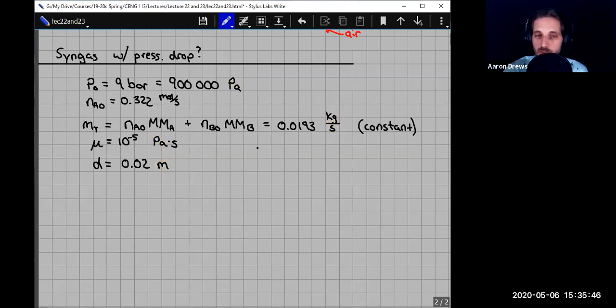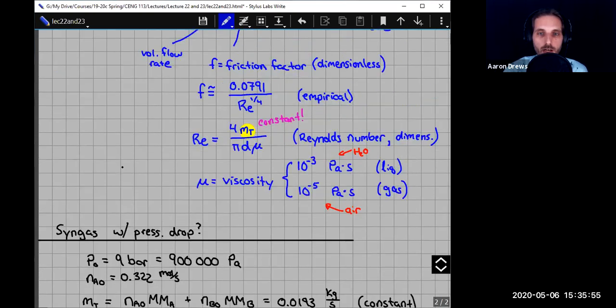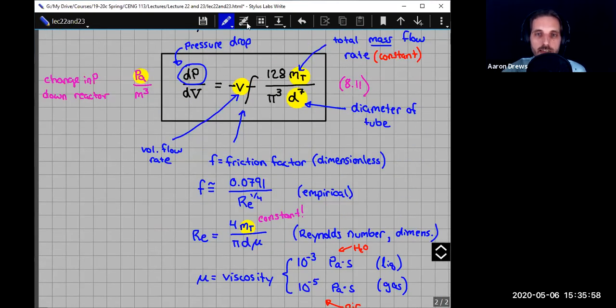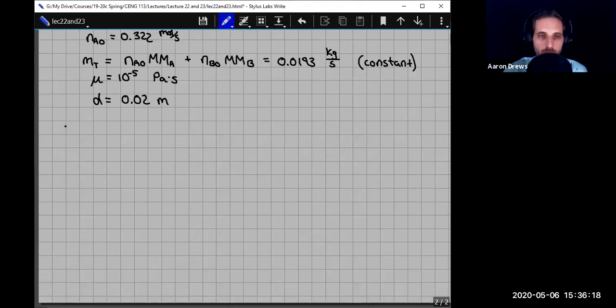I am trying to keep those things in base units because that's going to be helpful when it comes time to check units. So when we're dealing with our friction factor or our pressure drop, it kind of comes in a reverse order. We calculate our Reynolds number, we put our Reynolds number into our friction factor, and then we put our friction factor into our pressure drop up here. So we just run it in reverse from the way that I've written it right there.